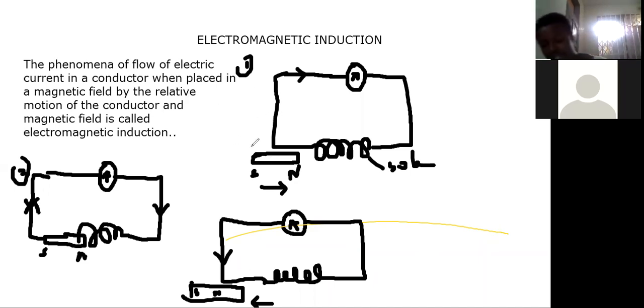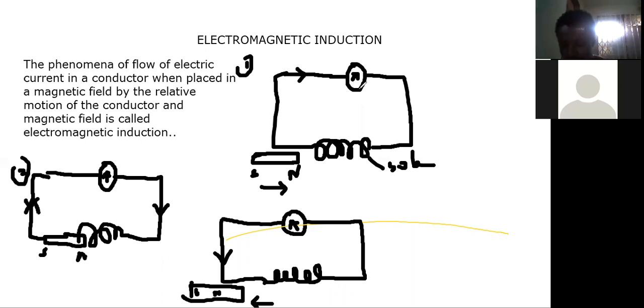Now you realize that a coil of wire is produced by winding a length of wire around a hollow cardboard cylinder. The coil is connected to a center zero galvanometer. If suddenly the north pole of the powerful magnet is pushed towards or into the coil, the galvanometer gives a deflection. So you realize that when this north pole is pushed towards this, according to the experiment, there's a deflection by the galvanometer.